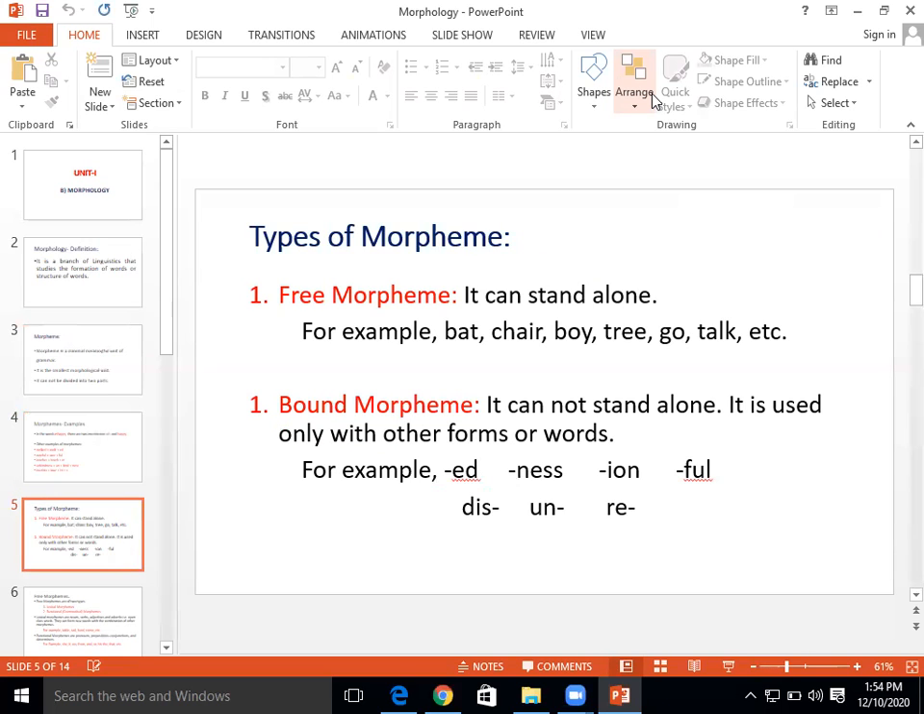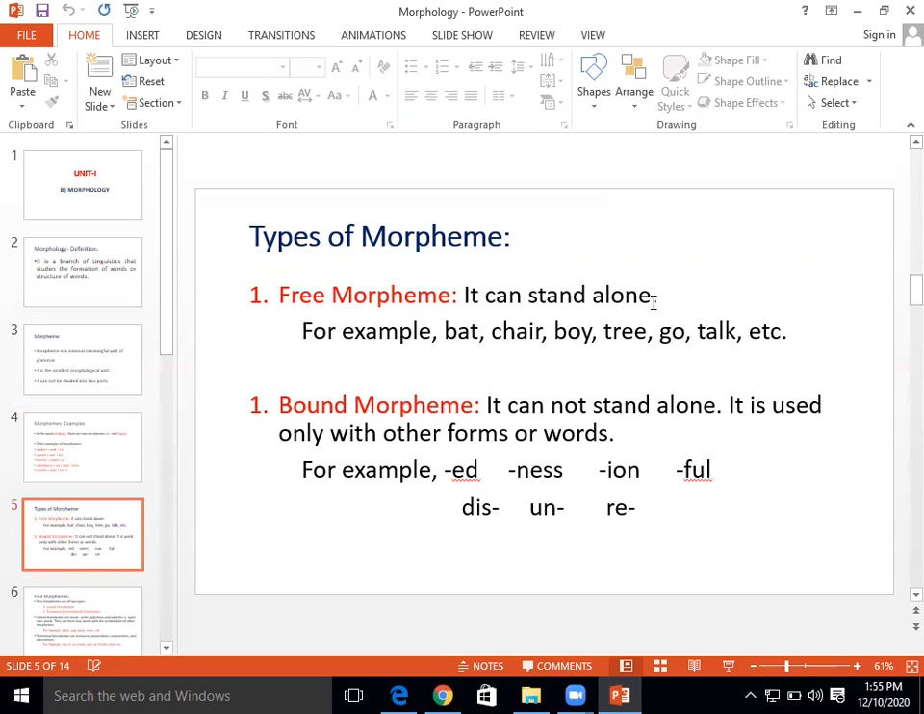Okay, so there are two types of morphemes. One is free morpheme and another is bound morpheme. A free morpheme can stand alone, meaning it has meaning. When it comes separately in the sentence, it has meaning. For example, bat or chair, boy, tree, or you can take the examples of verbs such as go, talk, walk, or maybe adjectives, kind, happy. Because they can stand alone, they have meaning when they are alone. And why are they morphemes? Because they cannot be divided into two parts.